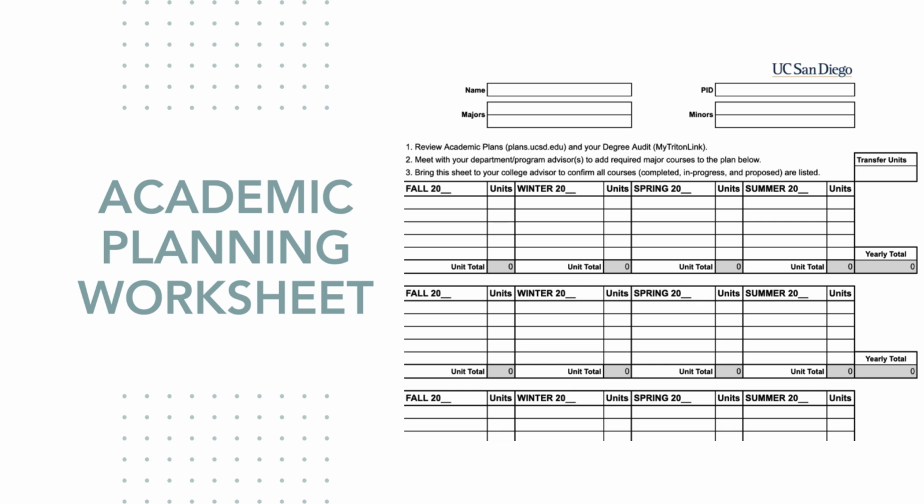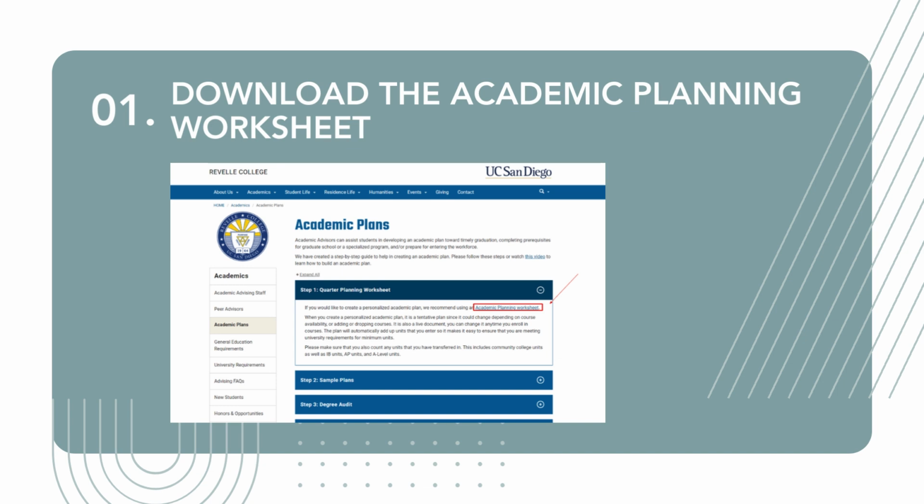The plan will automatically add up all units that you enter, making it easy to ensure that you are meeting university unit minimum requirements. Please make sure that you also count any approved units that you have transferred in at the top right. This includes community college units, IB and AP units, as well as A-levels. Now you're going to complete step number 1, downloading the Revelle quarter-by-quarter planning sheet. You can always find this worksheet on the Revelle website at revelle.ucsd.edu under Academics and Academic Plans. Once you have downloaded your academic planning worksheet, you can move on to the next step.